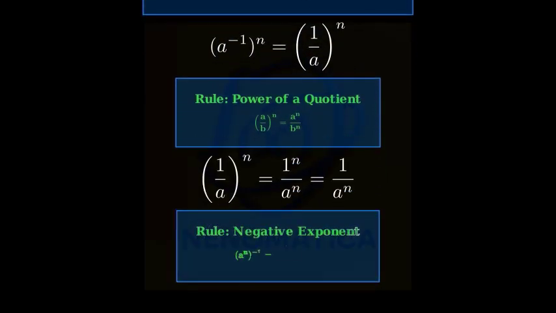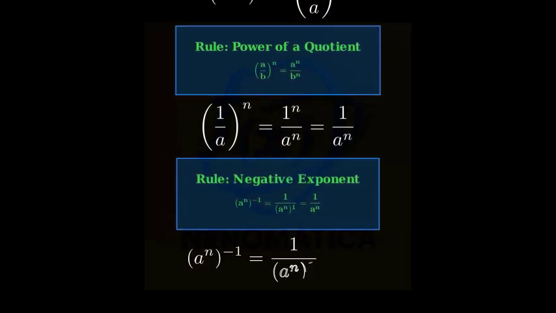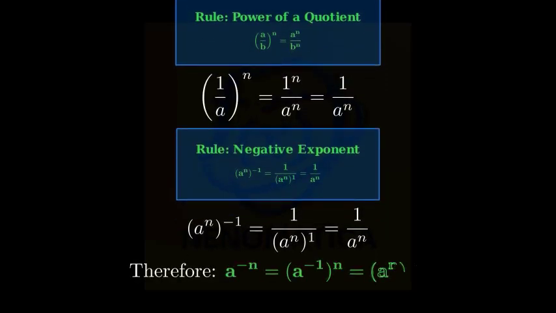Now for the third expression, a to the n all raised to the power of negative 1. Using the negative exponent rule, this equals 1 over a to the n raised to the power of 1, which simplifies to 1 over a to the n. Since all three expressions equal 1 over a to the n, we've proved that they're all equivalent to each other.